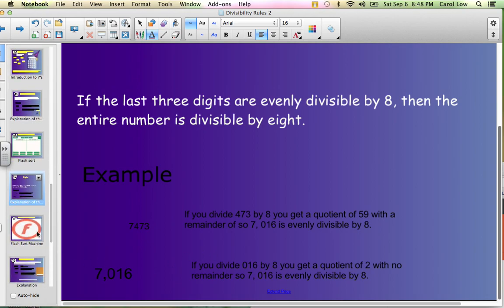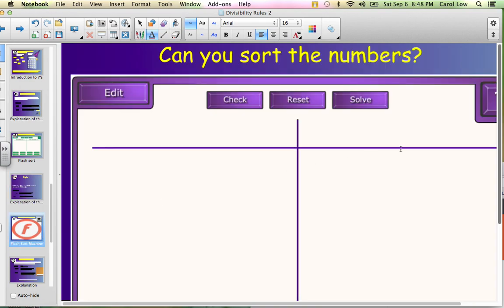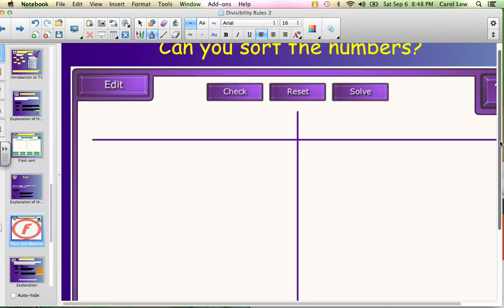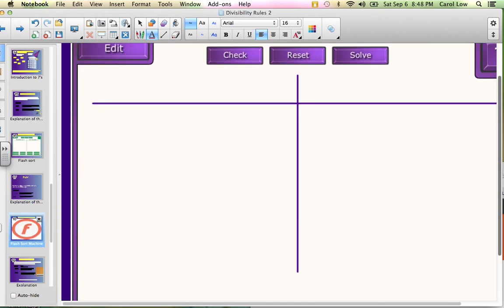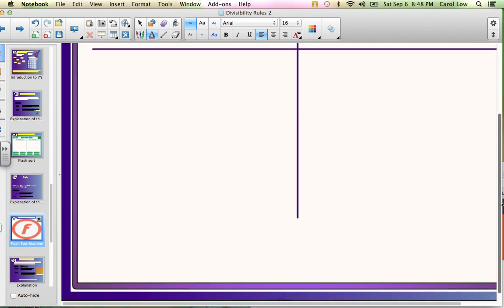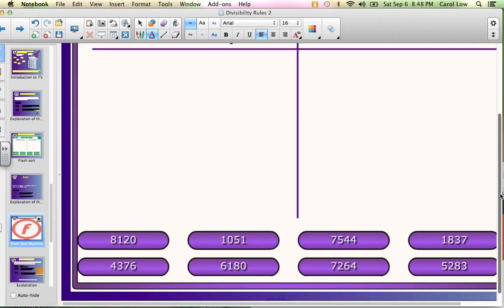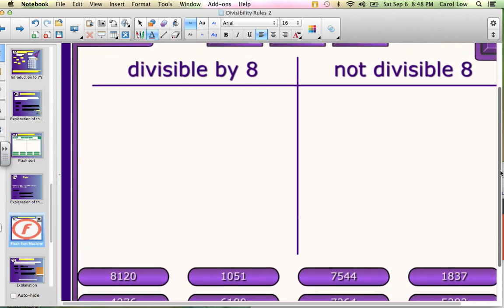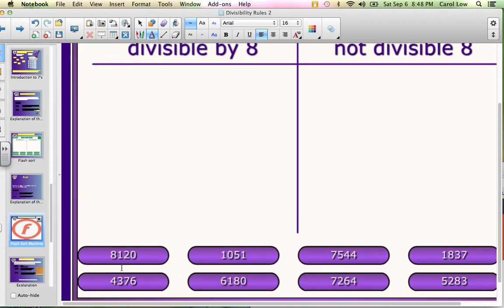I apologize. The next one, sort these numbers. And it's going to take it a minute or a couple seconds here. There it is. Decide, are they divisible by 8 or not divisible? Remember, you look at the last 3 digits and divide it by 8. And you can use your calculator for this one. Okay?